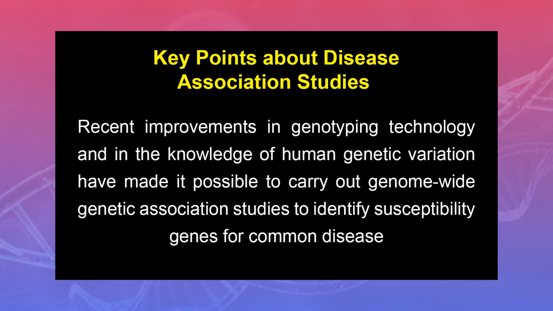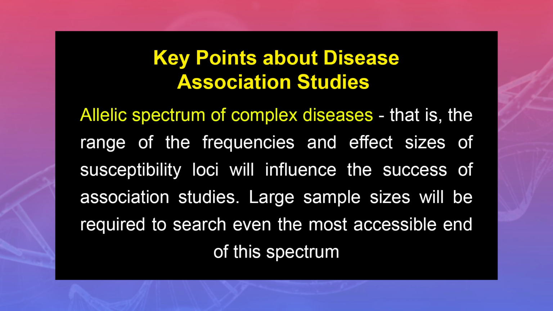Recent improvements in genotyping technology and in the knowledge of human genetic variation have made it possible to carry out genome-wide genetic association studies to identify susceptibility genes for common diseases. The allelic spectrum of complex diseases, that is the range of the frequencies and effect size of susceptibility loci, will influence the success of association studies.